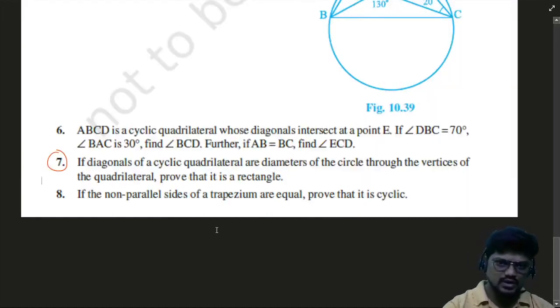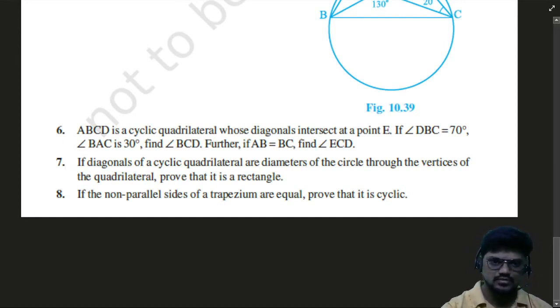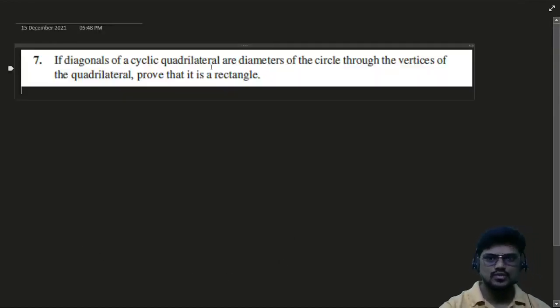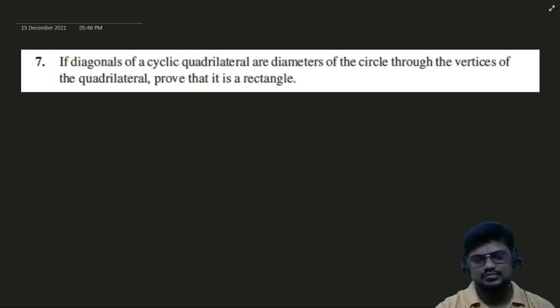Now, if the diagonals are diameters of the circle through the vertices of the quadrilateral, prove that it is a rectangle. Okay. Let's do question number 7. Now what you have in this? If the diagonals of a cyclic quadrilateral are diameters of the circle through the vertices of the quadrilateral, prove that it is a rectangle.